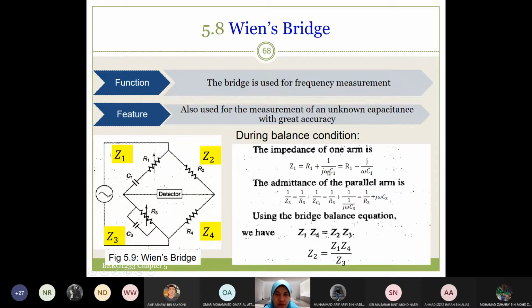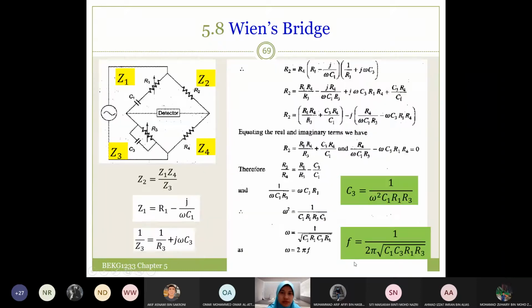Or you just leave your equation here: R1 plus 1 over j omega C1, that's all. The admittance of the parallel arm is, so this is parallel Z3, R3 parallel with C3. So 1 over Z3 is equal to 1 over R3 plus j omega C3, and equal to this. And then using the balance equation, let's say Z2 is the unknown parameter. So Z2 is equal to Z1 Z4 over Z3.